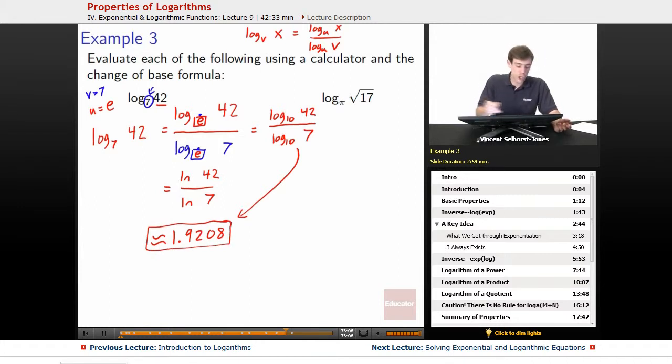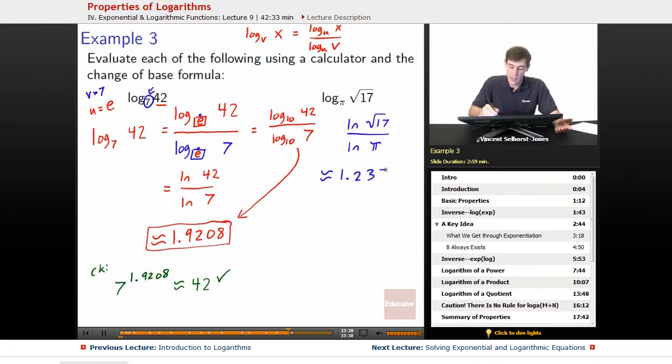1.9208. Now, if we want to check our work, right, we want to make sure that that did work out, we would check it by saying that 7 to the 1.9208 does come out to being 42, and it does come out to being approximately 42, so it winds up checking out if we punch that into a calculator. Let's do log base pi of root 17. Same basic idea here. We can do it as natural log of root 17 over natural log of pi. We punch that out in a calculator and we get approximately equal to 1.2375.